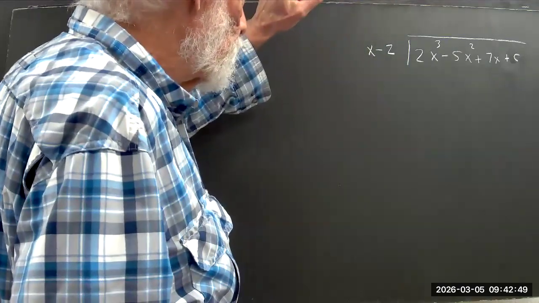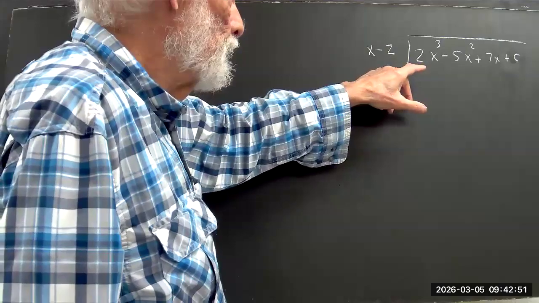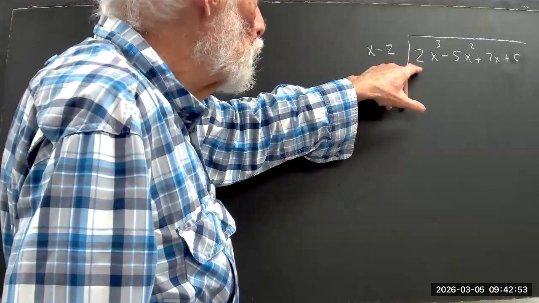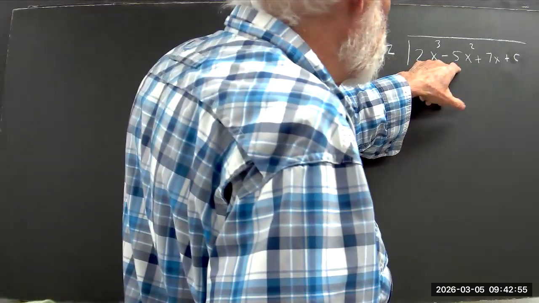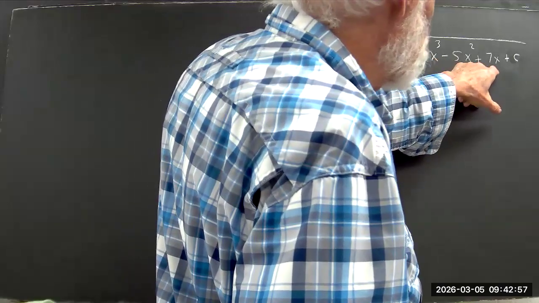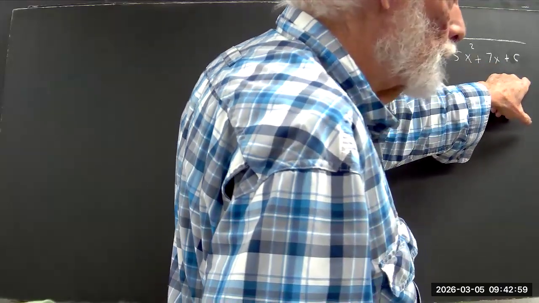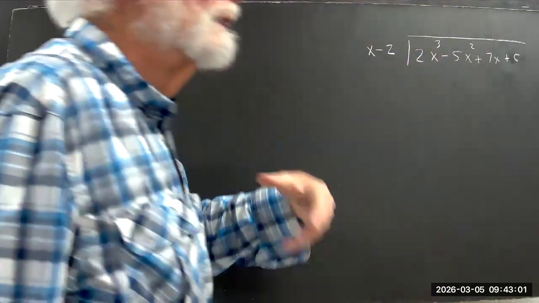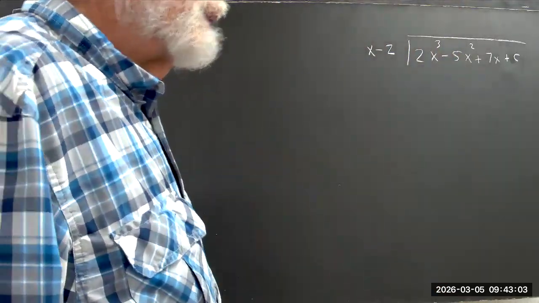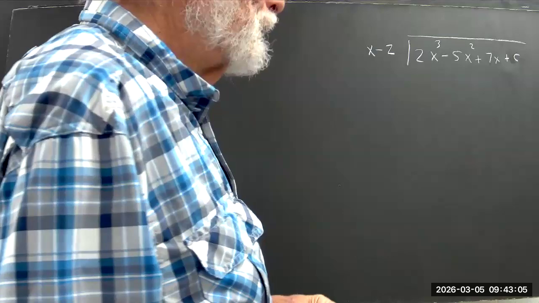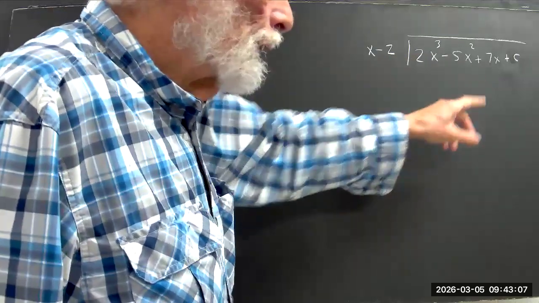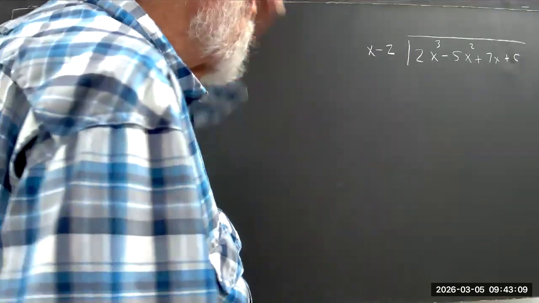Okay, so we're dividing x minus 2 into 2x cubed minus 5x squared plus 7x plus c. I should have read that earlier. If you're vision impaired, that could be helpful to you. Okay, so there is the division.